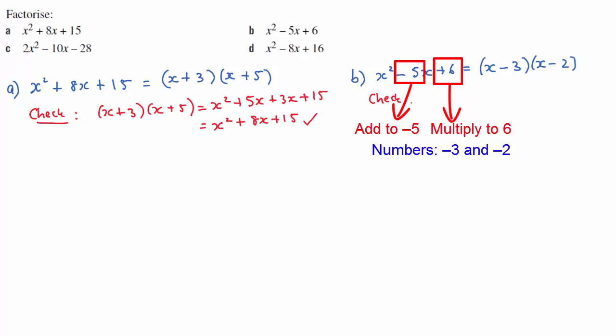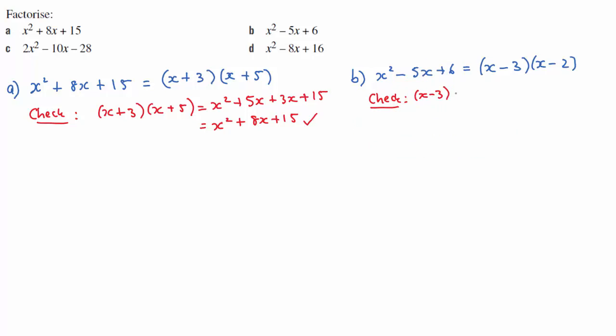So again, let's just check. So x times x is x squared, x times negative 2 is negative 2x, negative 3 times x is negative 3x, and negative 3 times negative 2 is 6. So that's x squared, and then negative 2x minus 3x is negative 5x plus 6. So that's correct.